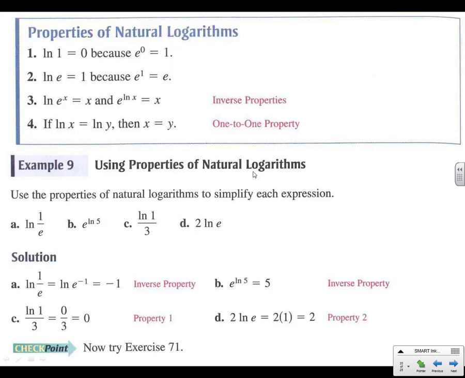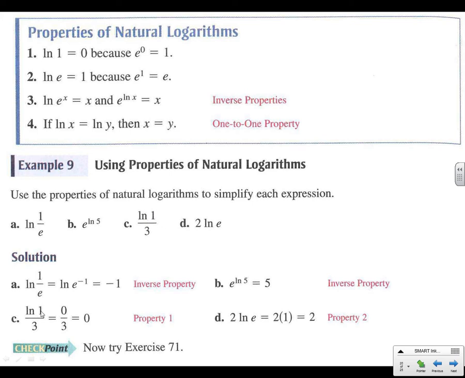All right, home stretch. Last couple of problems. Let's do our properties here for natural log. 1 over e is the same as e to the negative 1. Natural log and e cancel. We're left with negative 1. e and natural log here are going to cancel. We're left with 5.